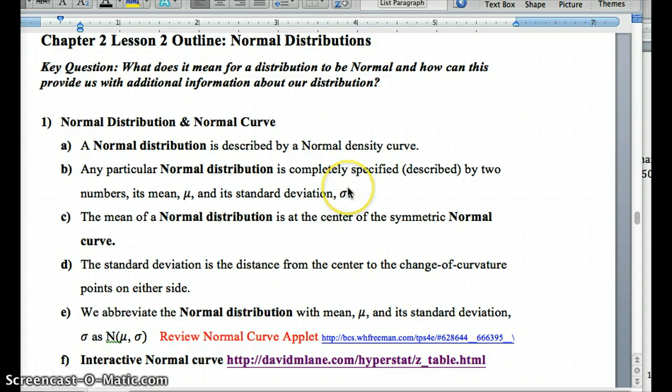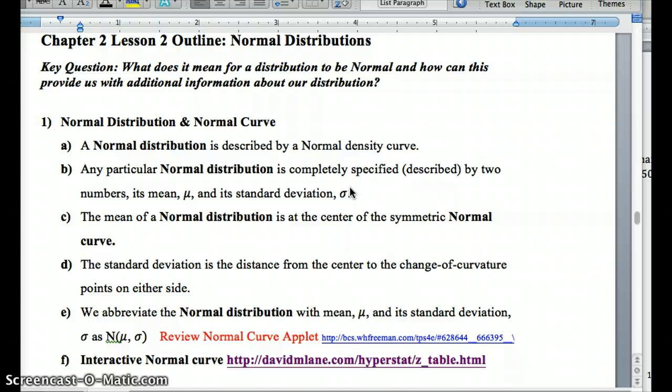So a density curve, a curve that lies entirely above the x-axis and has a bell shape to it, is described by a normal curve. To describe a normal curve, we only need two aspects: mu, its mean, and the standard deviation, to know how spread out it is and what it's centered around. A normal distribution will always be centered around the mean. It'll be symmetric.